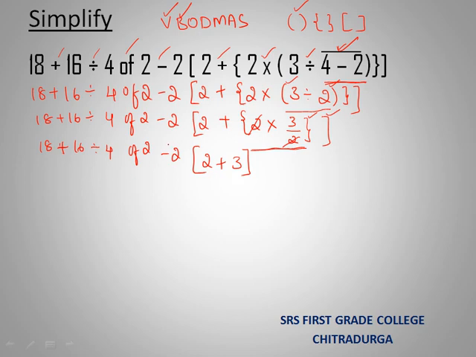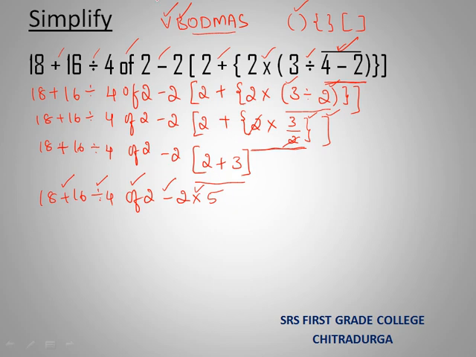Clear? Next step, we are left with a bracket again, that is the square bracket. Solve this one: 18 plus 16 divided by 4 of 2 minus 2, into 2 plus 3, that is 5. Now we are left with plus, division, then the of symbol, then minus, then multiplication. According to the rule, V is over, B is over. We are left with O, D, M, A, S.